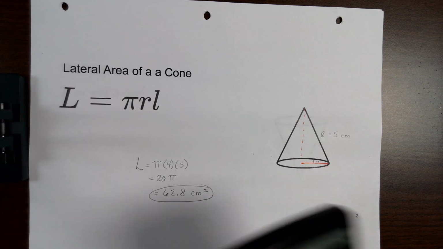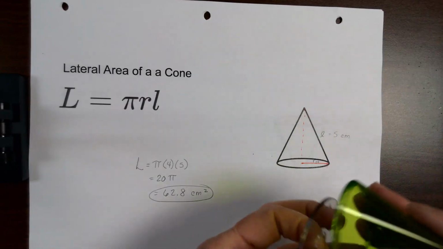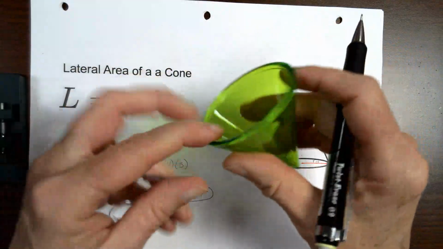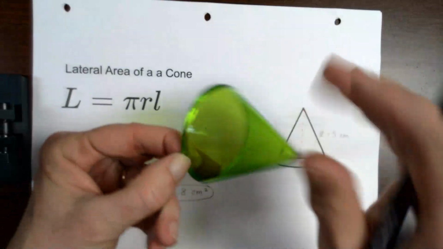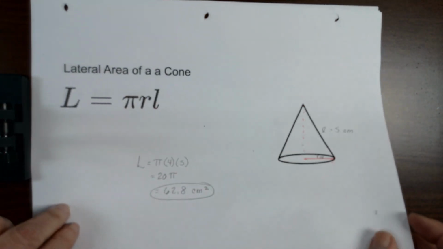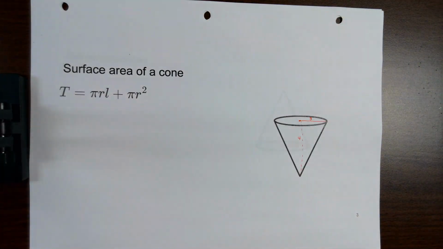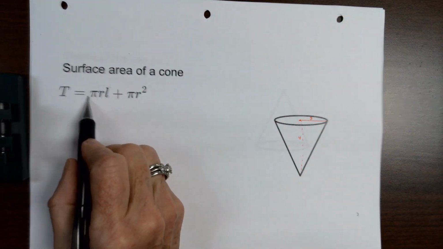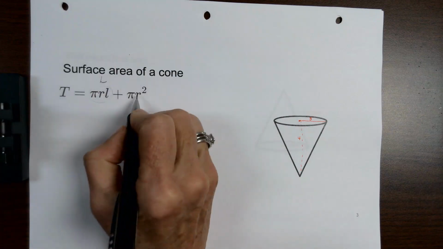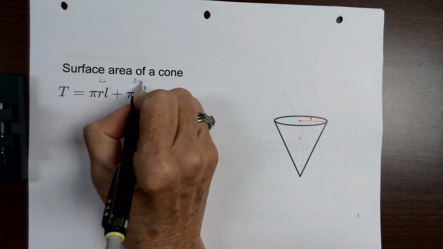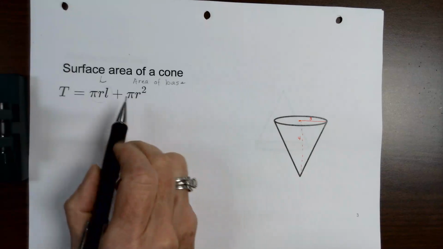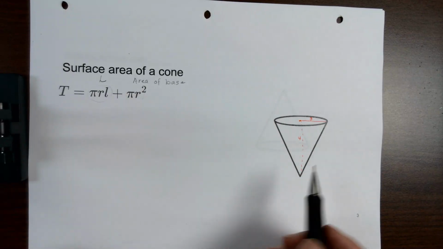Now that's just the lateral area. Of course, that does not include the base. So that's like literally if you had an ice cream cone and you were talking about the area on the outside of that ice cream cone. Now, if you want to include the area of the base as well, so now I've put the bottom on this cone, I have to do the lateral area plus the area of the base. And of course the base is a circle. So here's the formula for finding the area of the circle.